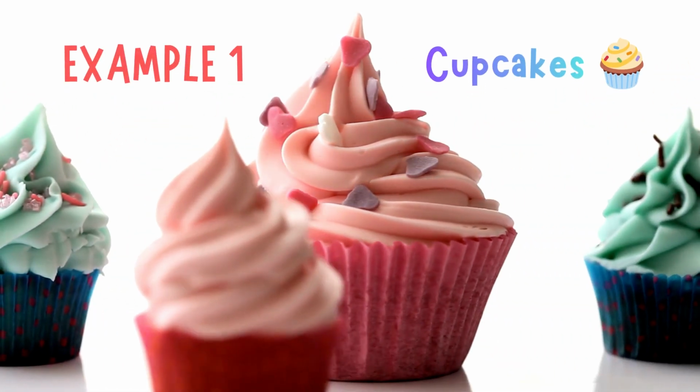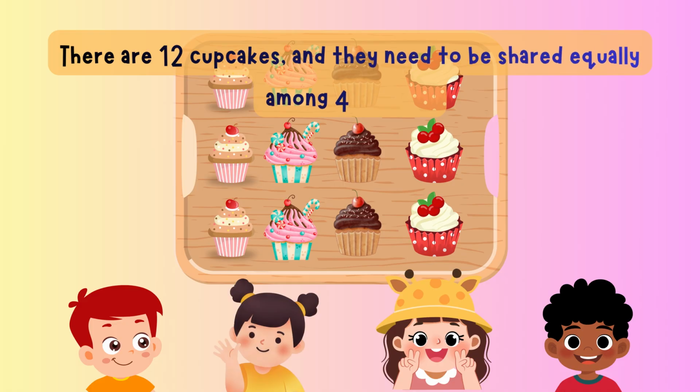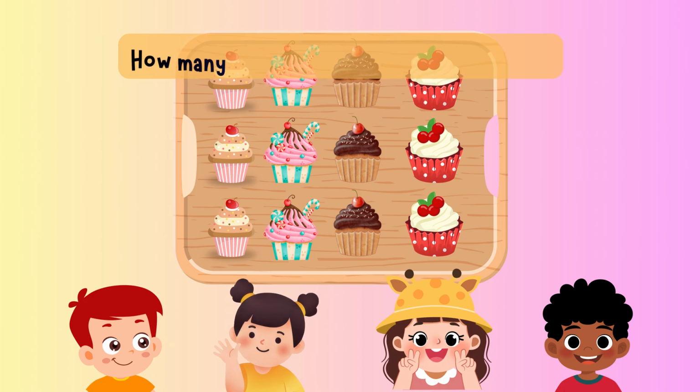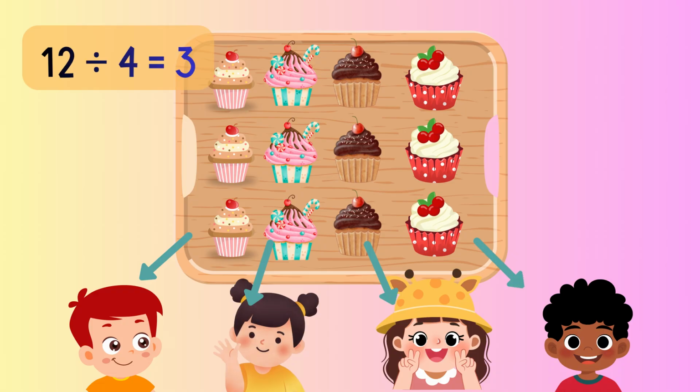Example 1. Cupcakes. Let's solve our first division word problem together. There are 12 cupcakes, and they need to be shared equally among 4 friends. How many cupcakes does each friend get? Let's divide 12 by 4. That equals 3. So each friend gets 3 cupcakes.